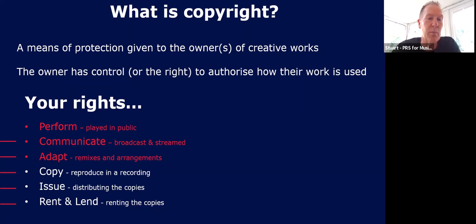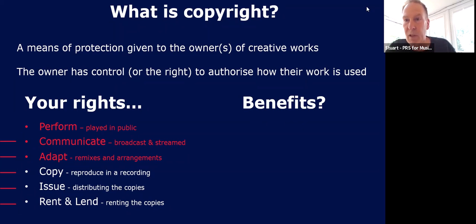The bottom 3 bullet points, the right to copy, to issue, and to rent, they're bundled up and they're referred to as the mechanical right. So straight away, you've got 2 terms. You've got the performing right and you've got the mechanical right. The performing right applies to a certain set of usages, and the mechanical right applies to a certain set of usages. So all very well, but what are the benefits?